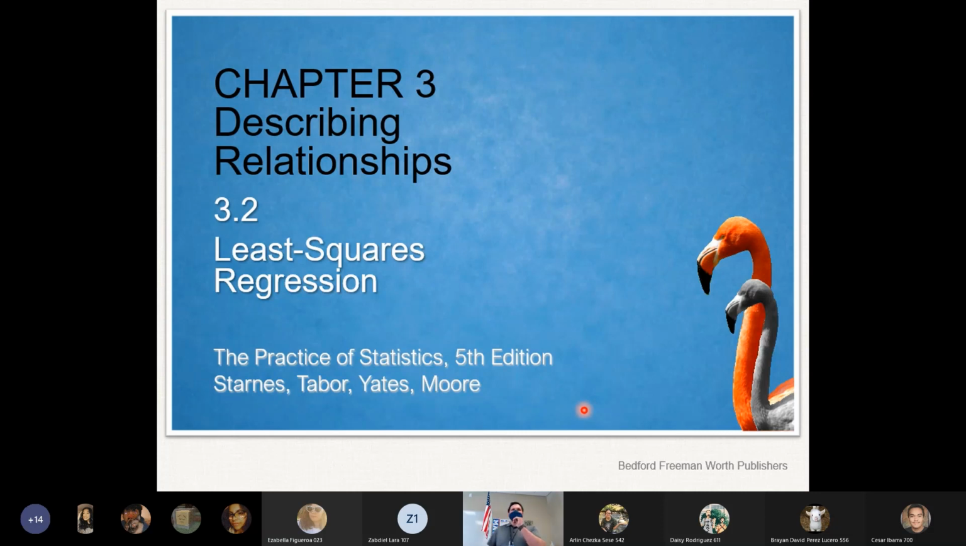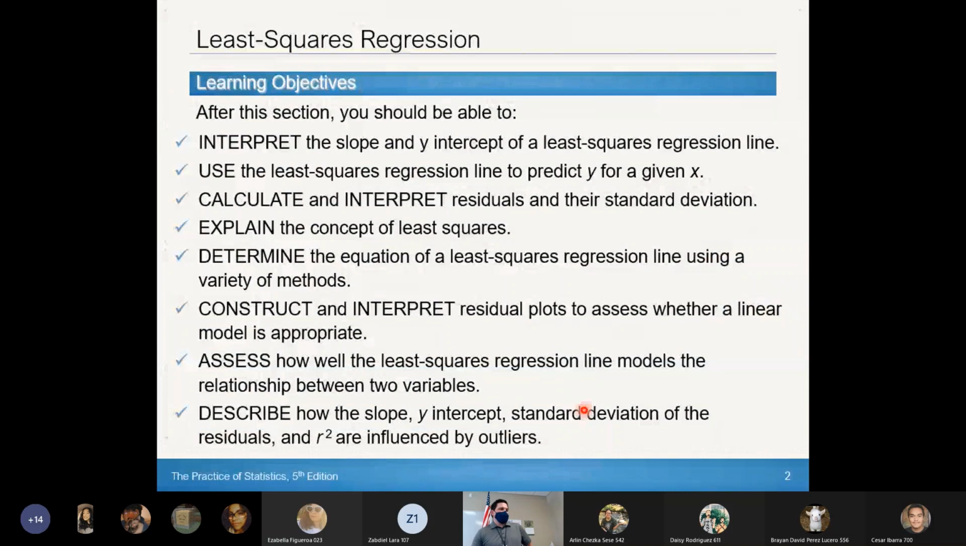All right, so section 3.2 is about our least squares regression. This is where we actually get into our line of best fit stuff dealing with scatter plots. We need to be able to interpret the slope and y-intercept of a least squares regression line. Use the least squares regression line to predict y for a given x. Calculate and interpret residuals and their standard deviation. Explain the concept of least squares. Determine the equation of a least squares regression line using a variety of methods.